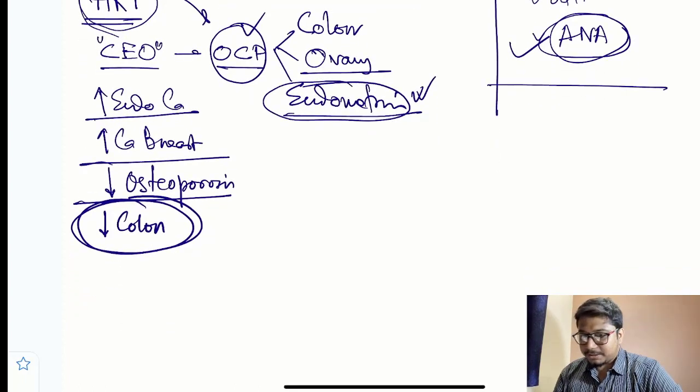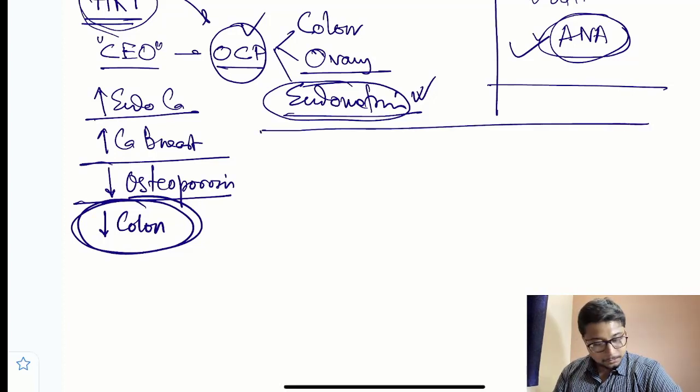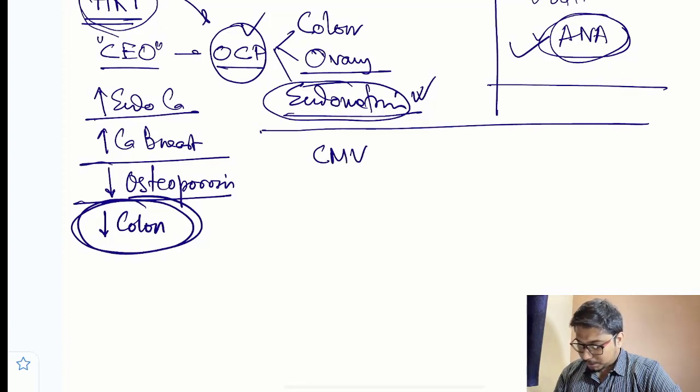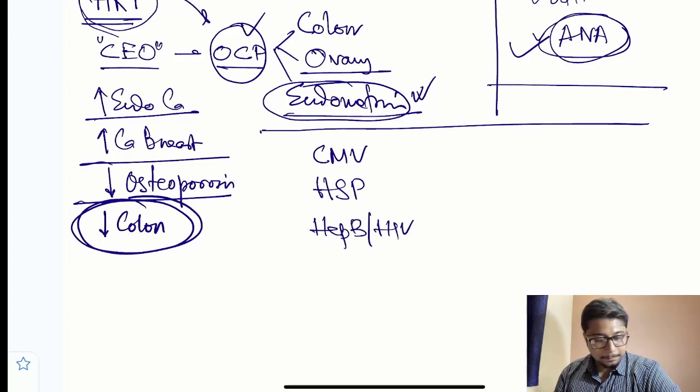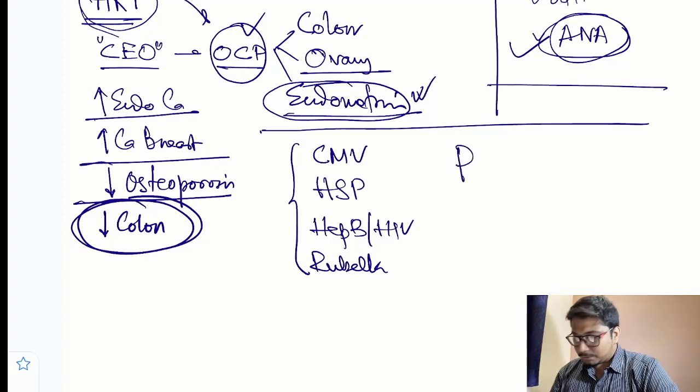Let us discuss one obstetric question. This question was one of the most tricky questions of this paper. So I'll give you the options. The options were CMV, herpes simplex virus, I think Hep B or HIV, I'm not sure, and rubella. So the question is, all four are diseases that are vertically transmitted. Vertically transmitted is from mother to the progeny, right? So the question was actually not on vertical transmission. The question was on perinatal transmission.